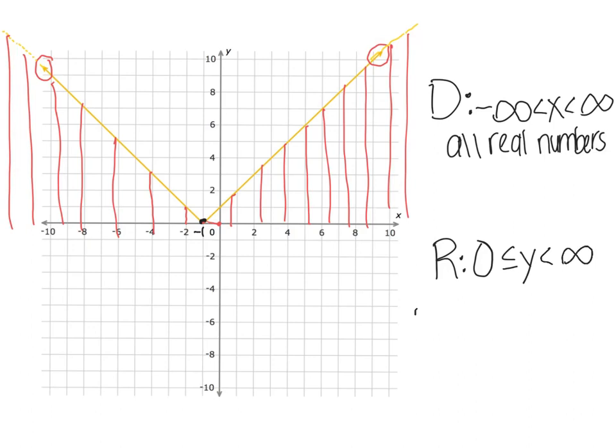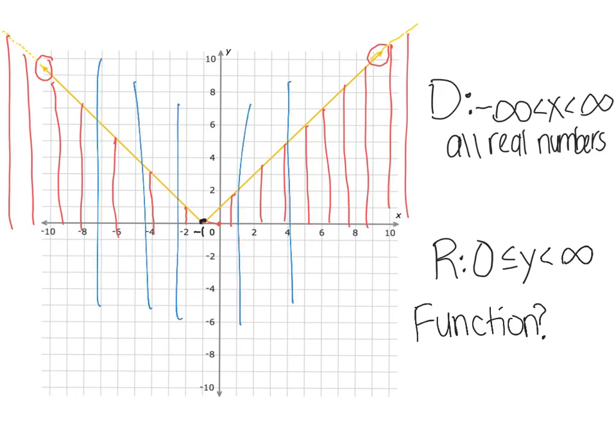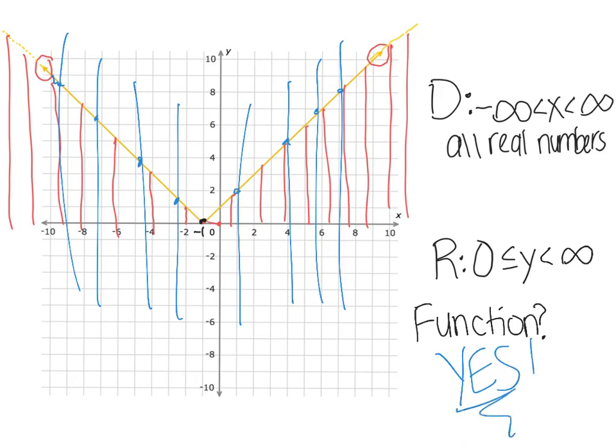We can also check here to see if it is a function, and we do this by doing the vertical line test. Anywhere I draw a vertical line, it doesn't matter where, it should only cross the graph at one point, which all of them do. They just cross the yellow graph at one place every single time. So that means yes, it is a function.